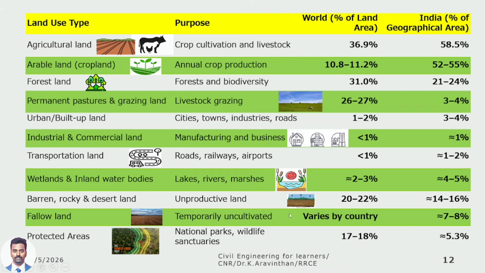And protected areas are nothing but national parks and wildlife sanctuaries. In order to protect biodiversity, around 5.3% is being utilized in India, whereas in the world 17 to 18% is used.